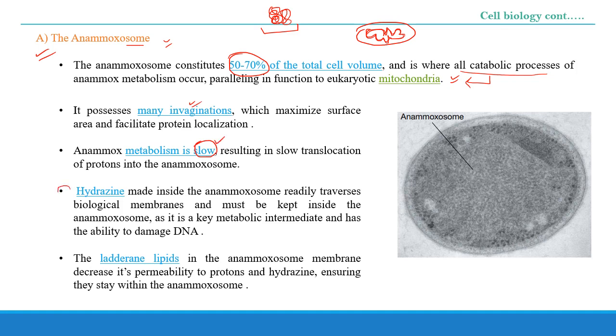The hydrazine, which is produced in the Anammoxosome, readily traverses biological membranes and must be kept inside the Anammoxosome. As we have talked, it is a strong reducing agent. It can damage the DNA. So it is important to keep it inside the Anammoxosome.